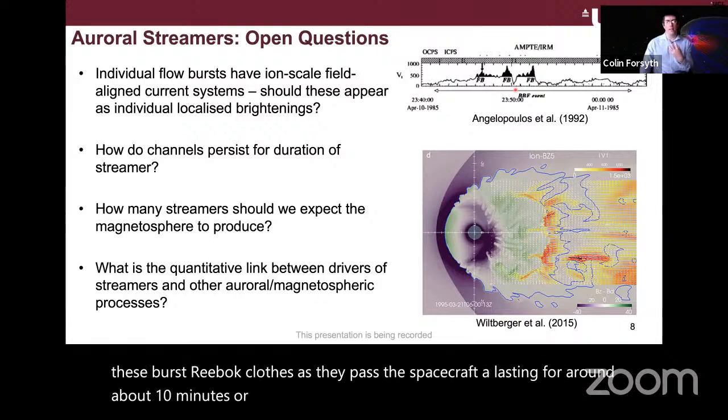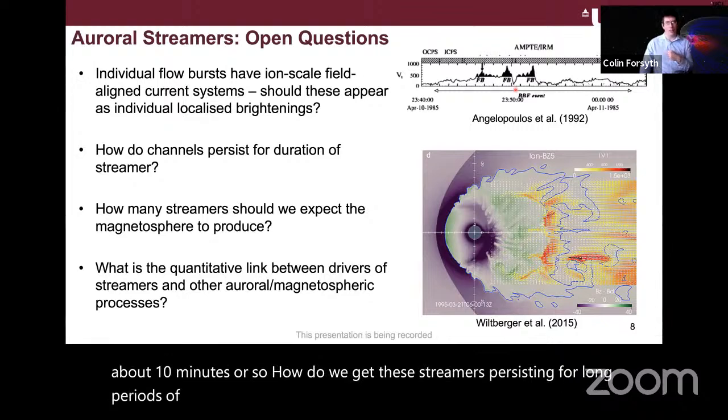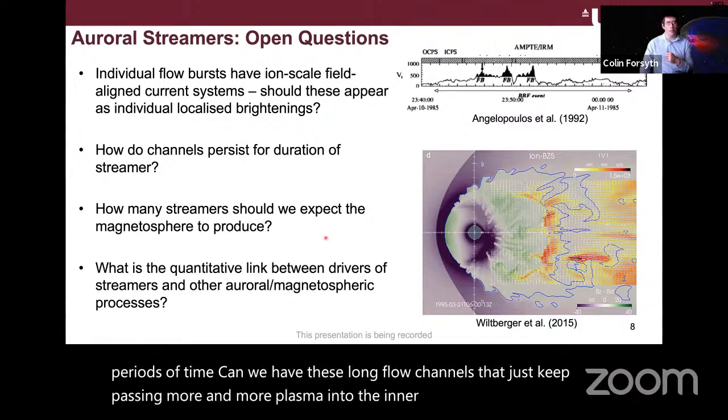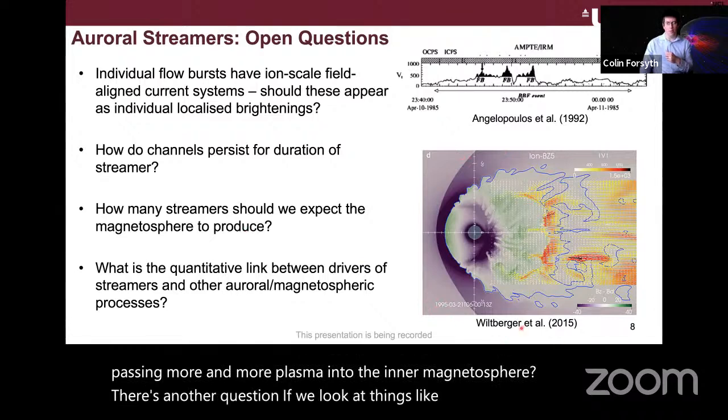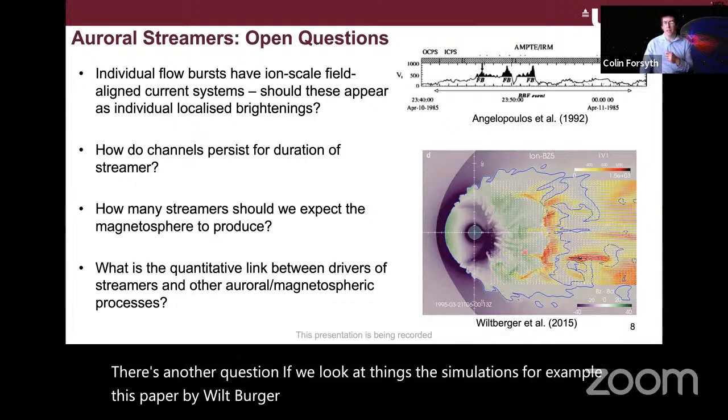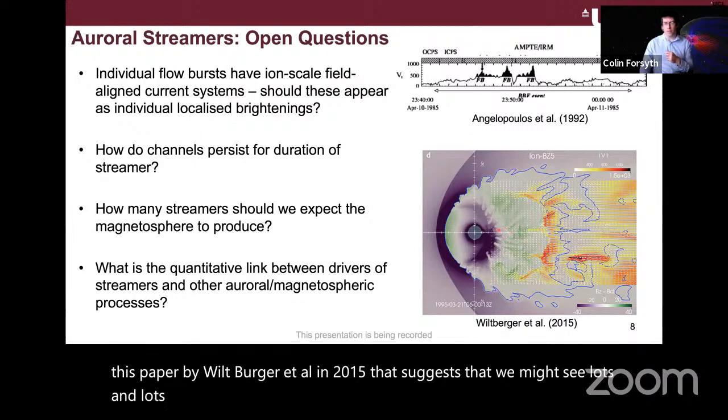So how do we get these streamers persisting for long periods of time? Can we have these long flow channels that just keep passing more and more plasma into the inner magnetosphere? There's another question. If we look at things like the simulations, for example, this paper by Wiltberger et al. in 2015, that suggests that we might see lots and lots of these bursts of high velocity plasma coming in.